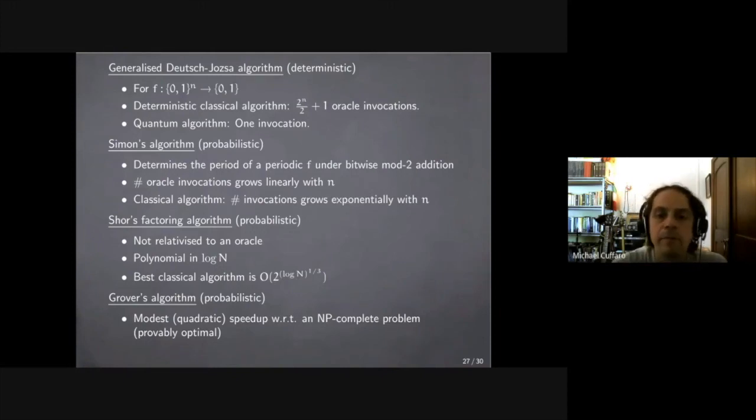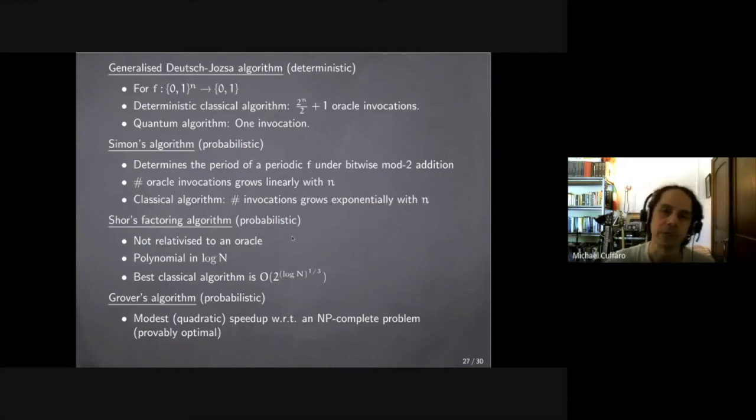But instead of being periodic under modulo 2 addition, the functions that are considered are functions that are periodic under ordinary addition. And one thing of note about Shor's algorithm, which is another reason why it's so interesting, is that it's not relativized to an oracle, right? So this represents an improvement in an absolute sense over the best classical algorithm.